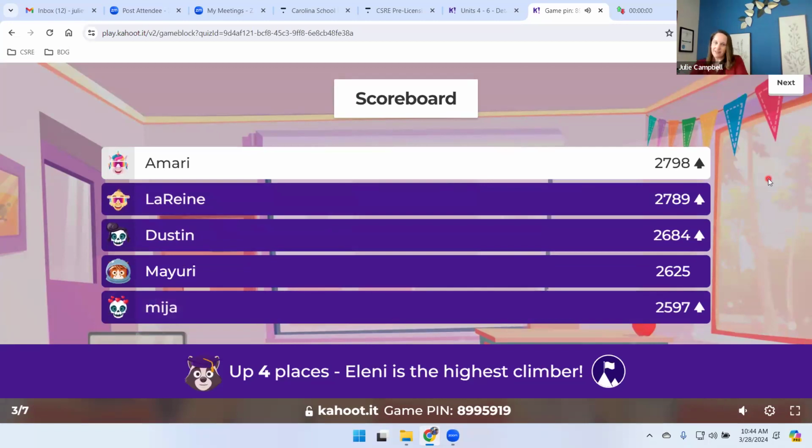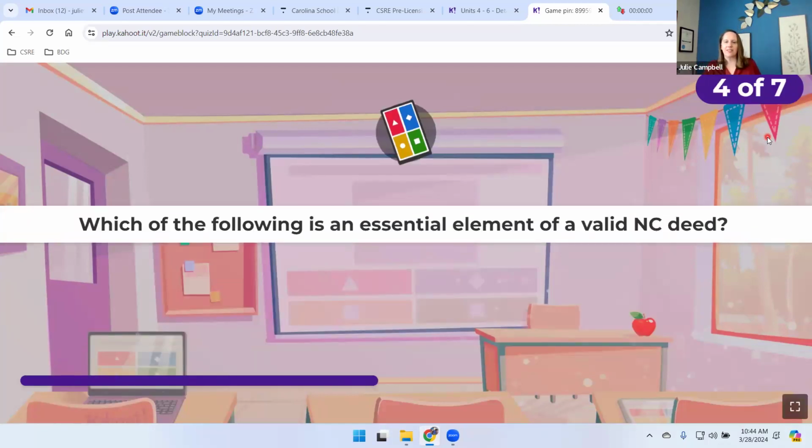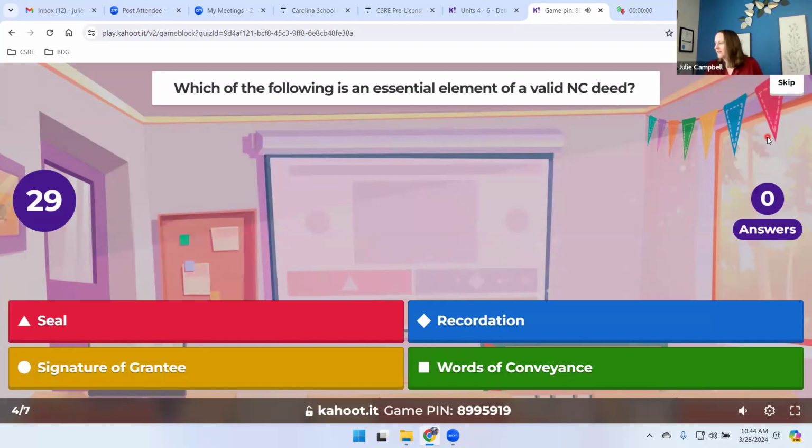Shuffled up again. So we got Amari, Lorraine's up, Dustin's up, Mayari is on the board, Mia's back on. Alini's our highest climber this round at 4 places. Question number 4. Which of the following is an essential element of a valid deed? Required ingredients.